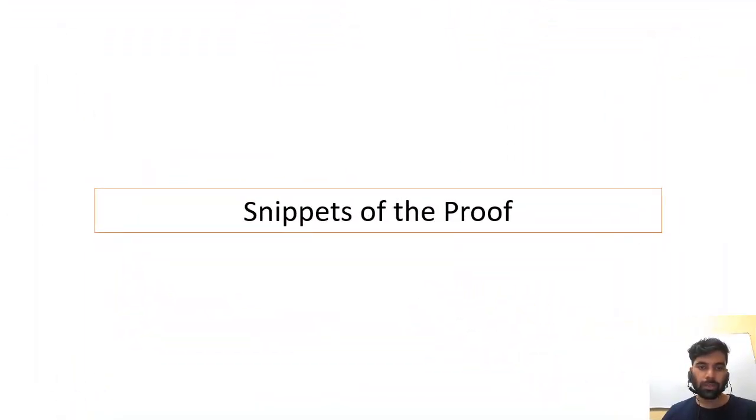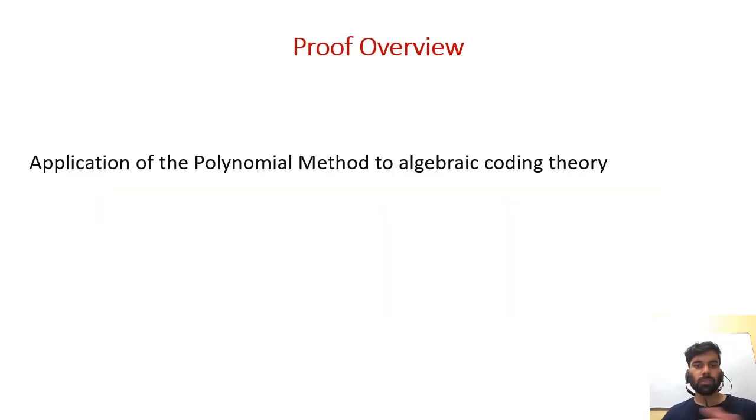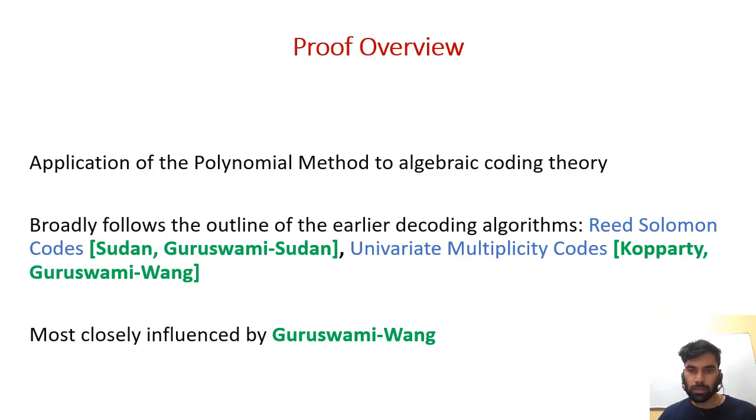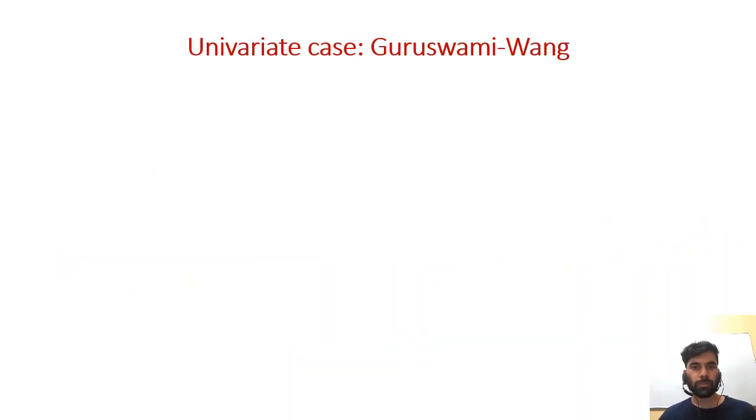Now I would like to provide you with a few proof ideas. So this proof is an application of the polynomial method to coding theory, and it broadly follows the outline of works done prior to this work, and it is most closely influenced by the linear algebraic decoding argument of Guruswami and Wang. So let's look at what the Guruswami-Wang argument was for the univariate case.